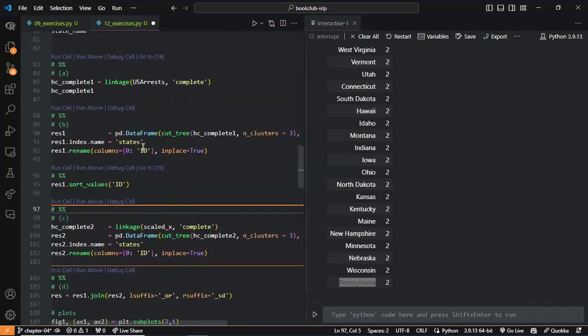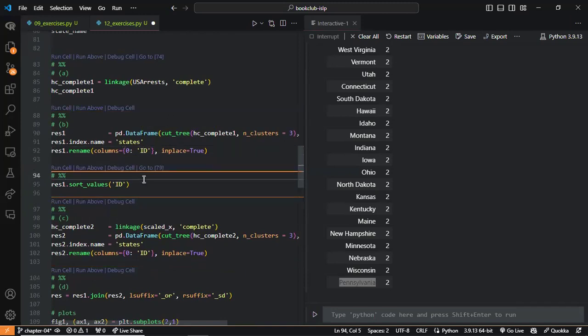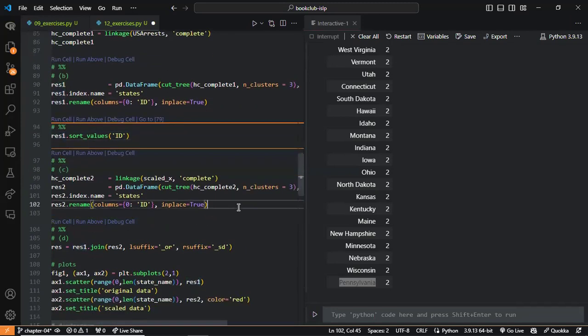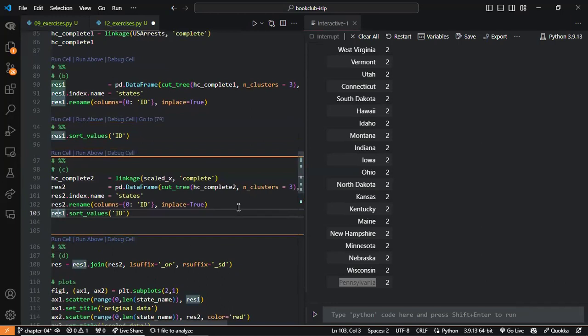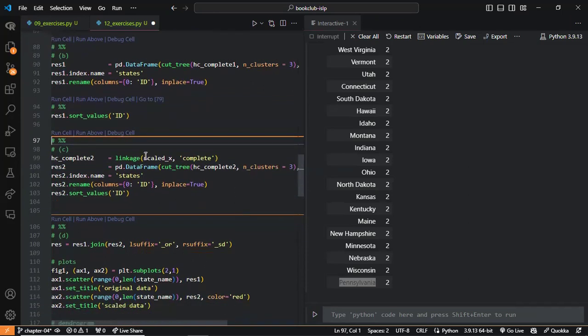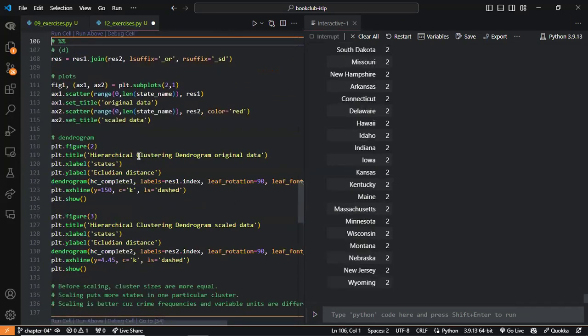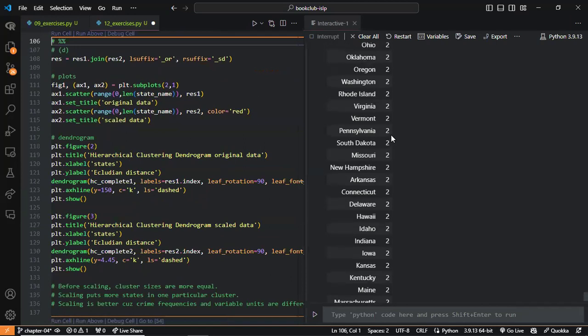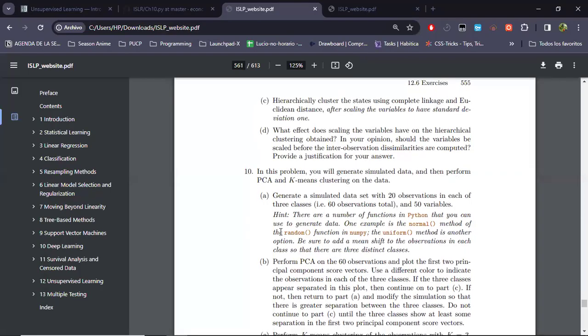Let's do the same over here, but we sorted the values in order to get a better look at the particular states and the cluster ID. Now we do standardize the data. We perform the same type of clustering. Let me check the difference.